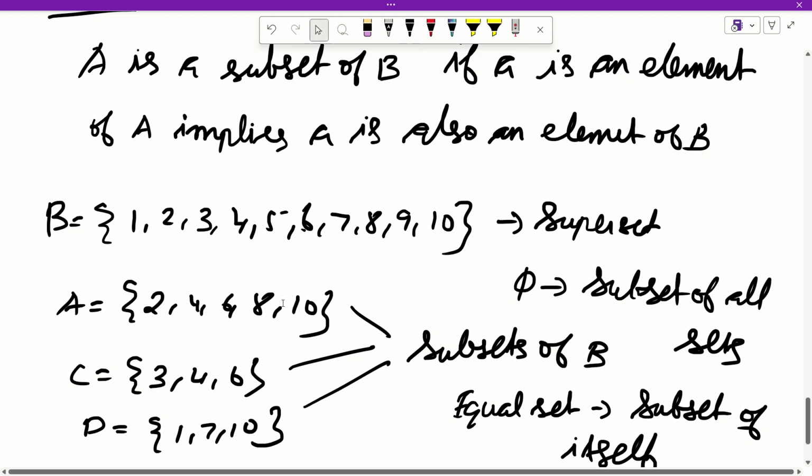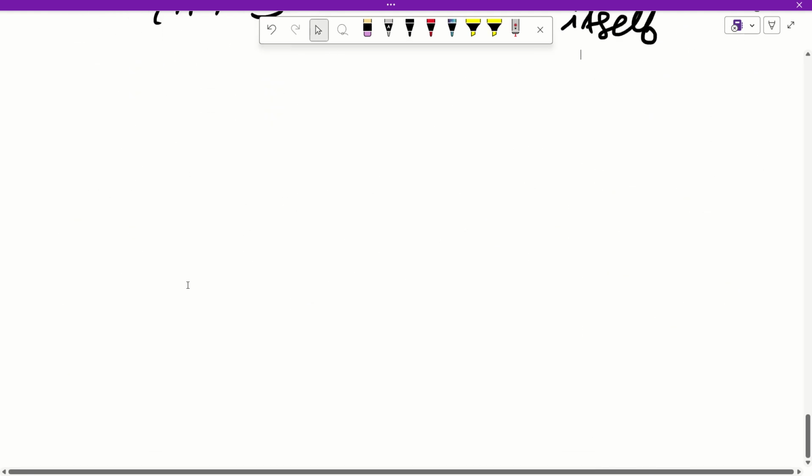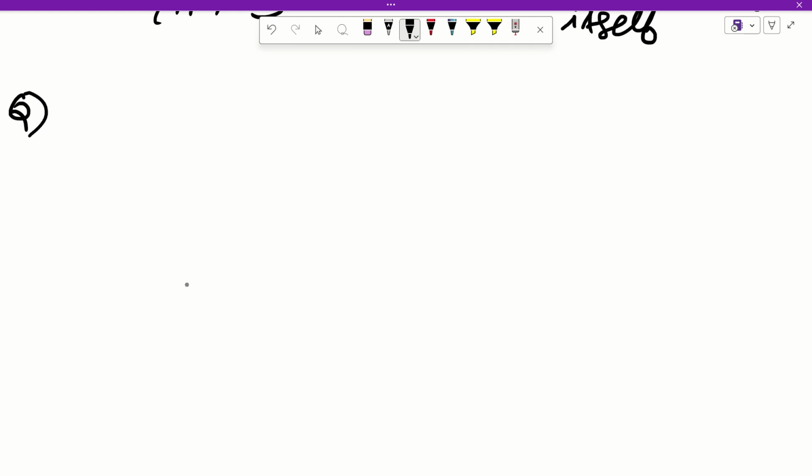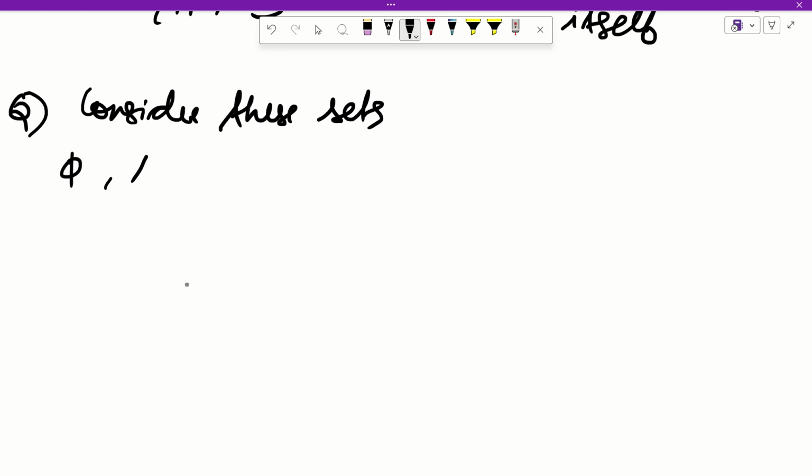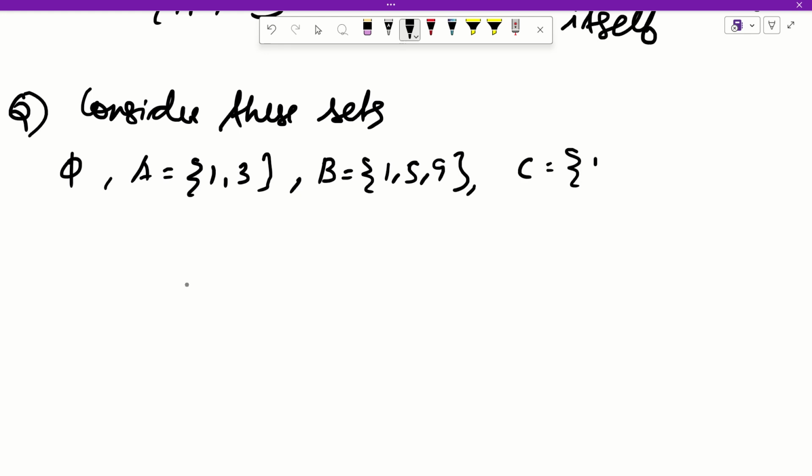Okay. Let us do a small question based on these subsets. Consider these sets. Five is one set. Second set is A equal to set 1, 3. Third set is B equal to set 1, 5, 9. Fourth set is C equal to set 1, 3, 5, 7, 9. We have to insert the symbol subset or not a subset in each of the following pair of sets.